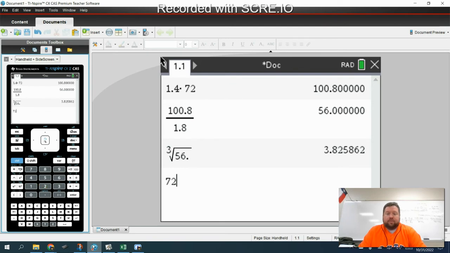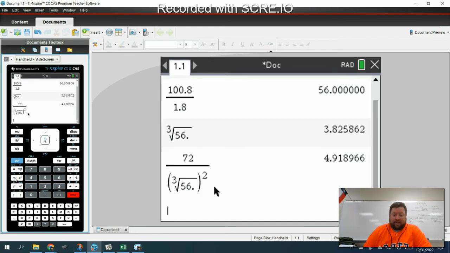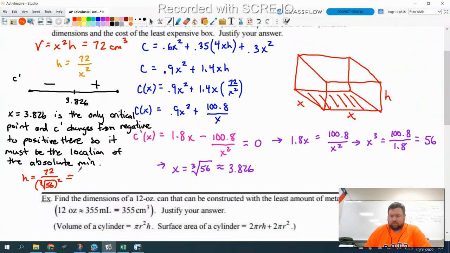And again, we'll just use our calculator for this. 72 divided by cube root of 56, and that's being squared. 4.919. All right, and then the cost of the box is c of x, so c of the cube root of 56. All right, so c is going to be this one right here.